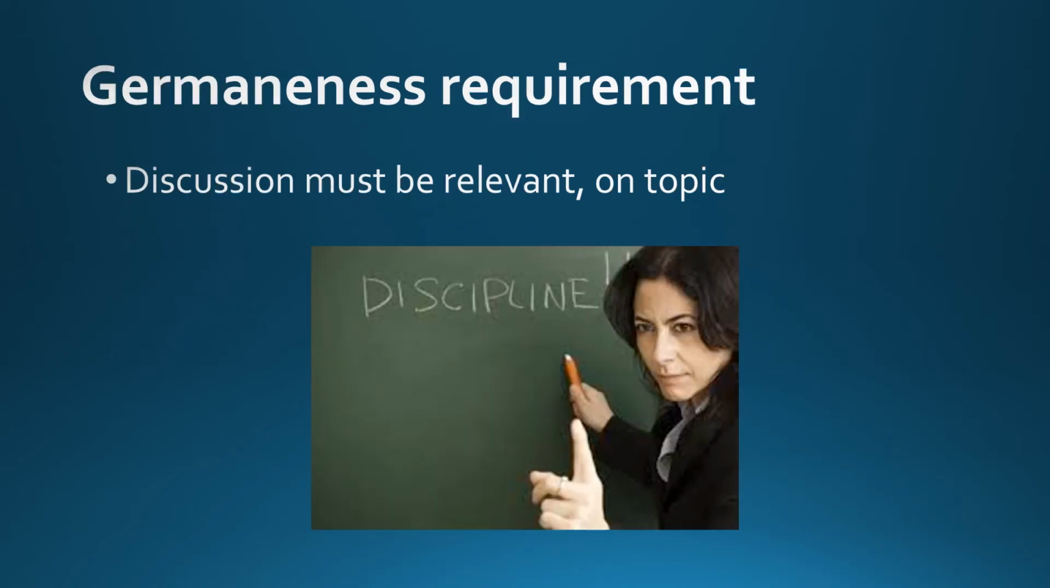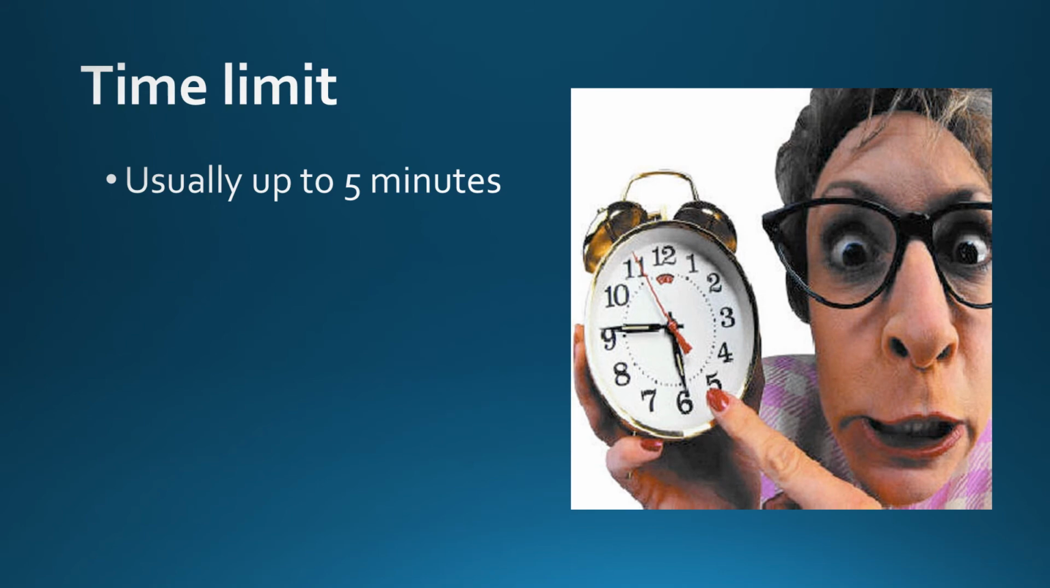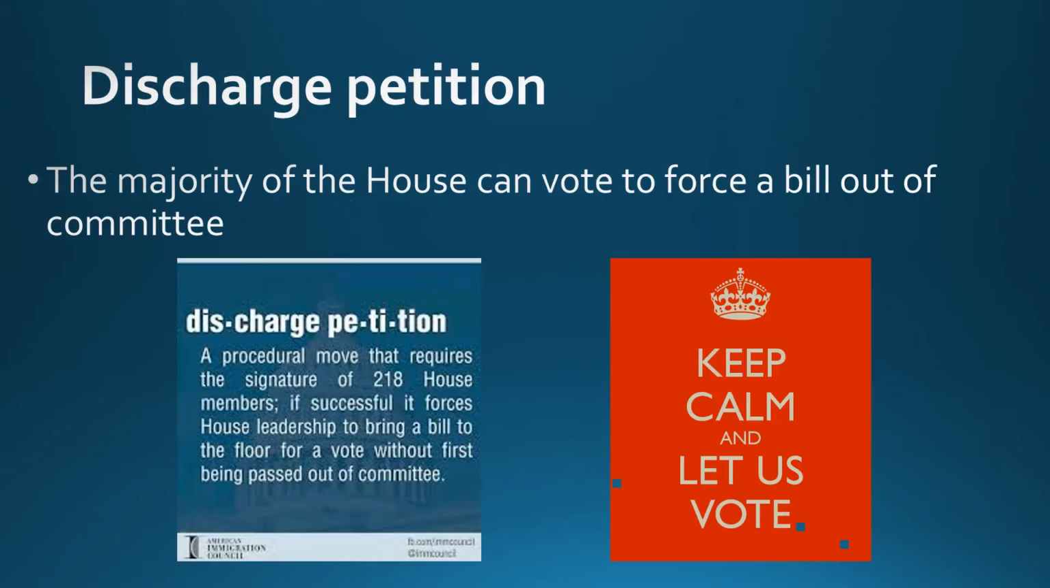In the House, there is a germaneness requirement, a requirement for all discussion to be germane. What that term means is that it must be relevant and on topic. So when you speak in front of the House of Representatives, you must be on topic, what the bill is about. That's the only thing you are allowed to speak about. Makes sense? Time limit, again, usually up to 5 minutes, sometimes even less.